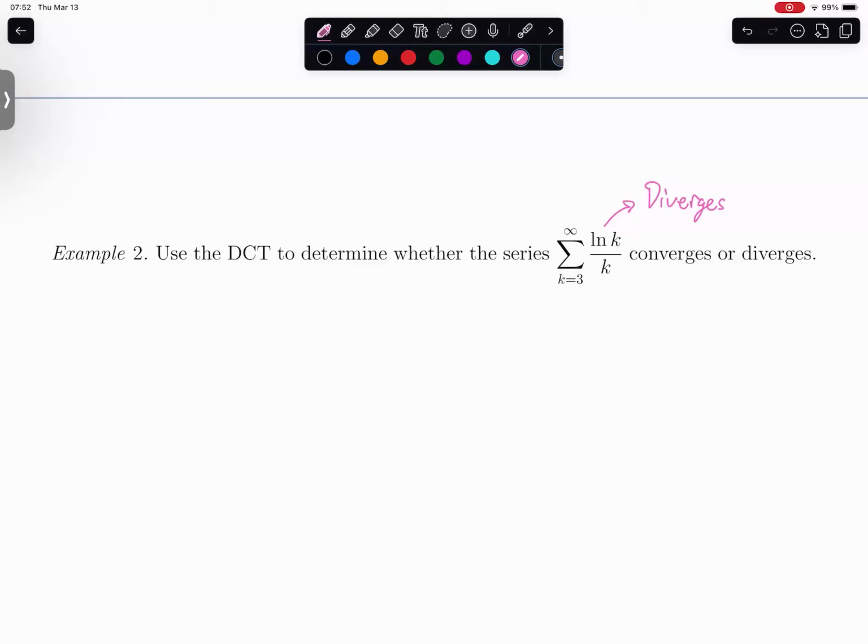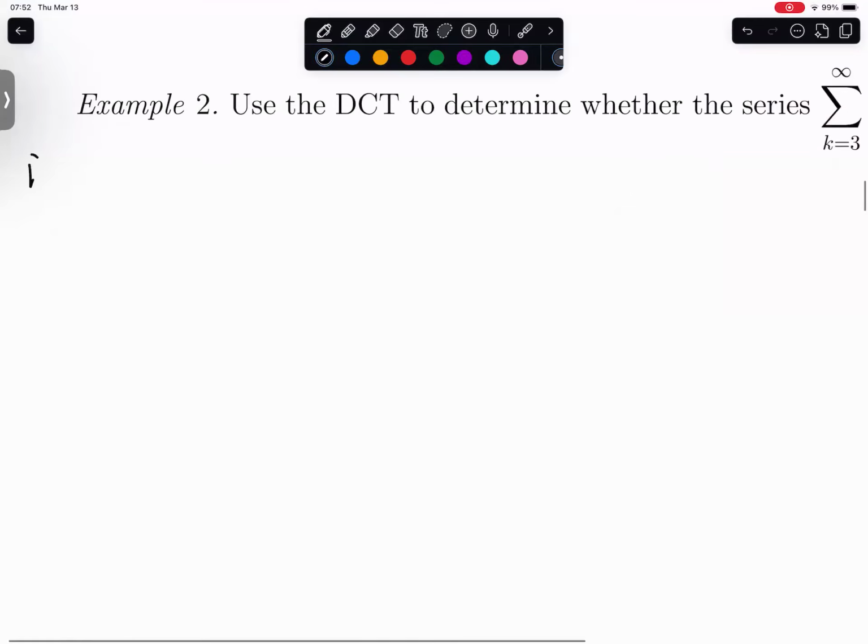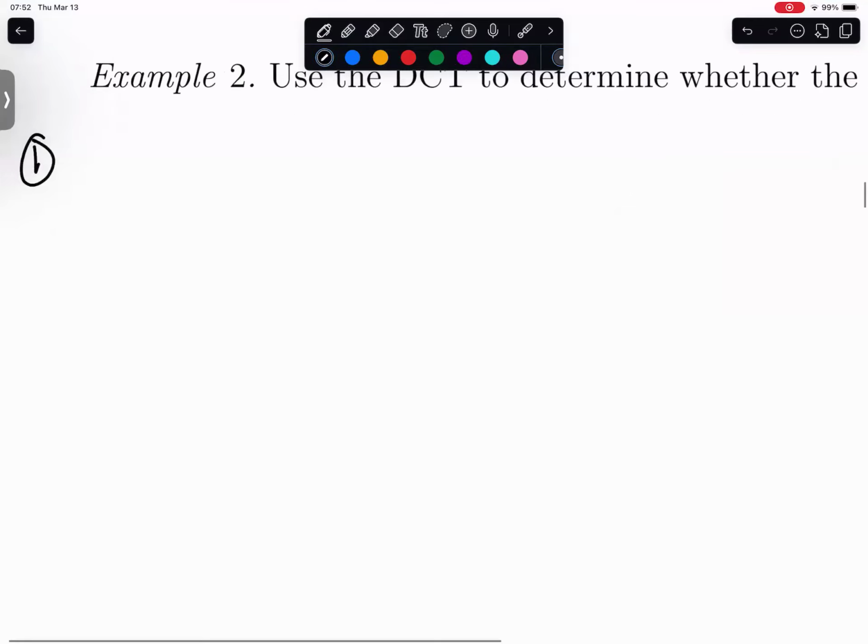What we want to show is how we can use the direct comparison test in order to determine if this series diverges as well. So let's go through our motions of the direct comparison test. Now again, I need to define the terms of the series that I'm given, which in this case is the natural log of k over k.